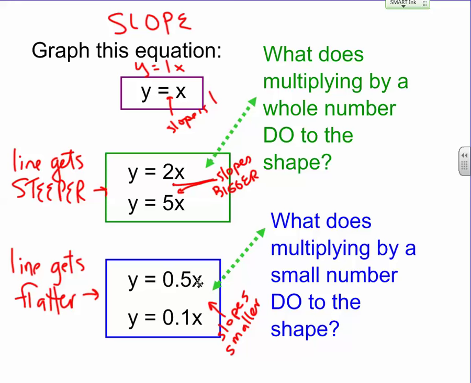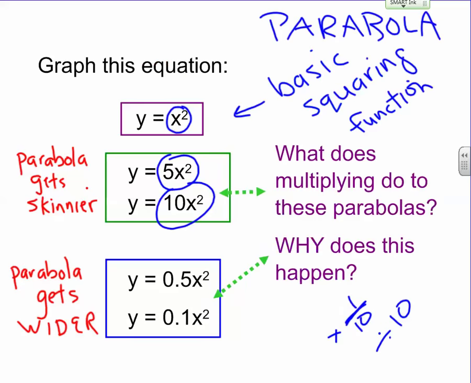And then what if we multiply x by a half or by a tenth? Remember, multiplying by a half is the same as taking x and dividing it by 2. Multiplying by a tenth is the same as taking x and dividing it by 10. And so because we're going to be going over 1 and up half as much here, over 1 and up half as much, the line gets flatter. And if every time we go over 1 we go up a tenth as much, that line gets even flatter because these slopes are very small. So when the slope is greater than 1, it's a steeper line than the identity. And when the slope is less than 1, it's a flatter line than the identity function.